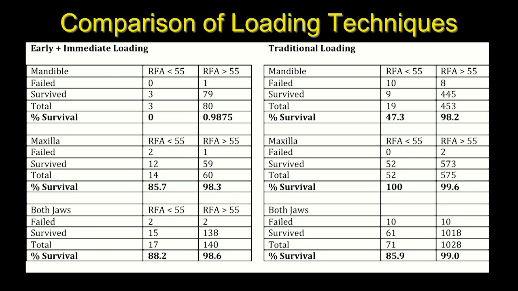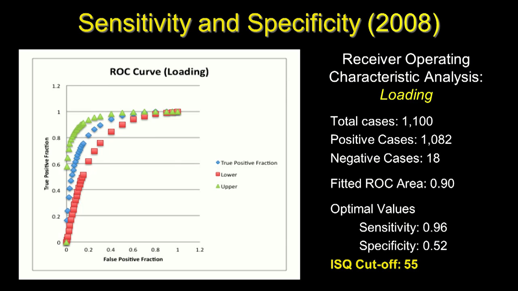When we looked at loading techniques, again, it stood out quite clearly that the cutoff value of 55 did indeed pick up some of the false positives, where you can see the survival of implants with traditional loading was quite low. So looking at the area under the curve, as we call it, the cutoff value of 55 for the loading protocol had sensitivity 0.96 and specificity 0.52. Again, I think this improves the predictive value of the cutoff number of 55.